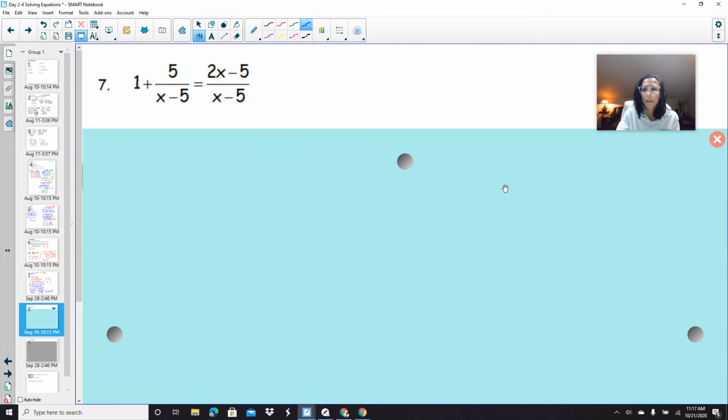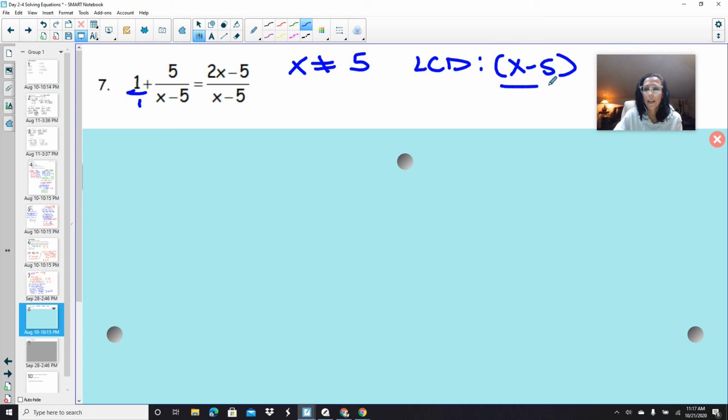Next problem. Okay, so this one's going to be put over 1, make it a fraction. Look at your denominators. Look at what the restrictions are. We know that x cannot be 5. If it was 5, it would make the denominator 0. No good, undefined. My LCD is going to be x minus 5. So you're going to multiply everything by x minus 5 over 1.